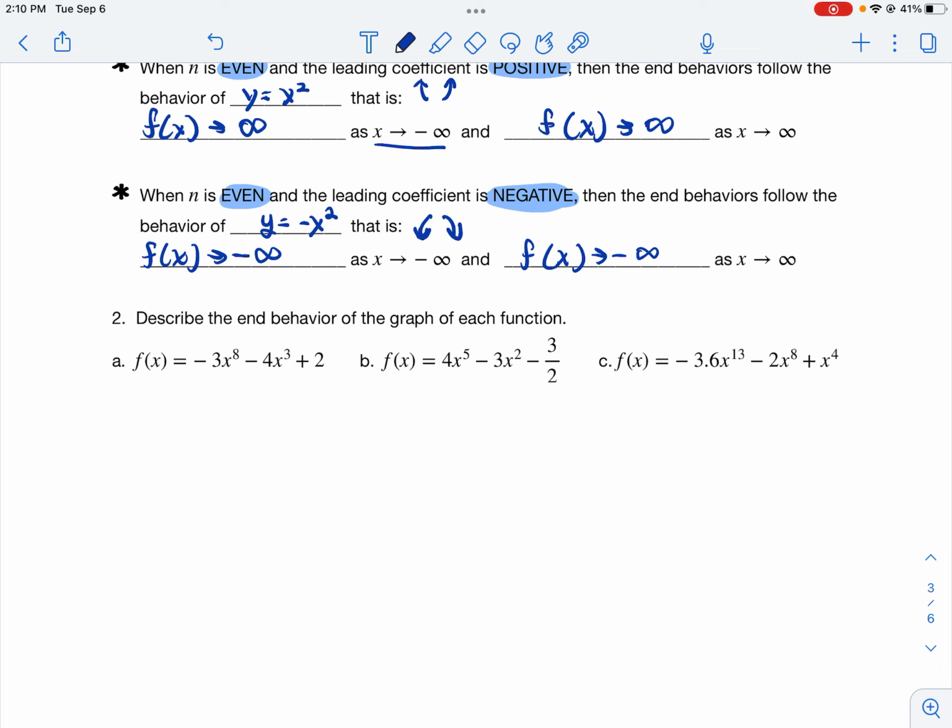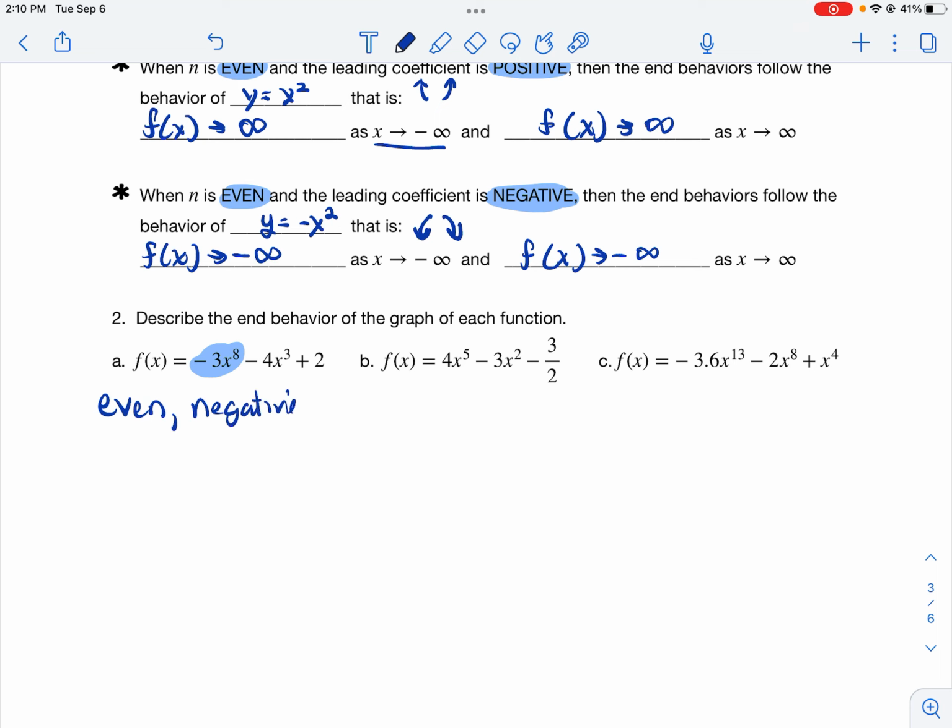So let's try one. We're going to describe the end behaviors of the graph here. First thing I have to do is notice that 8 is my highest power. So this is the binomial I'm looking at, negative 3x to the 8th. So x to the 8th means my degree is 8, which is an even number. Negative 3 is my leading coefficient, so that's negative.